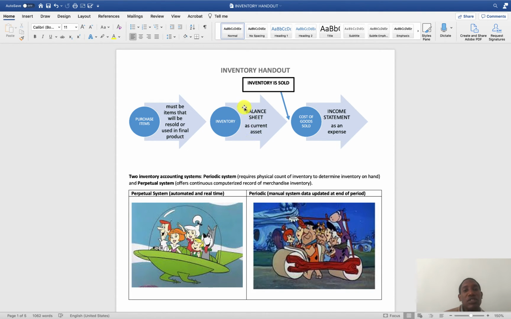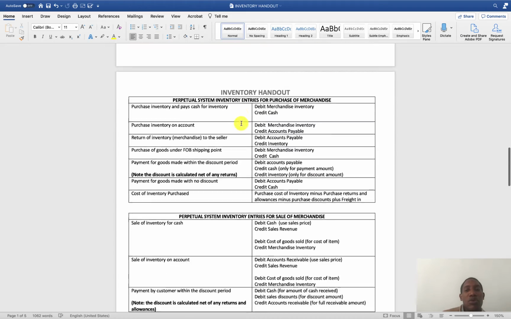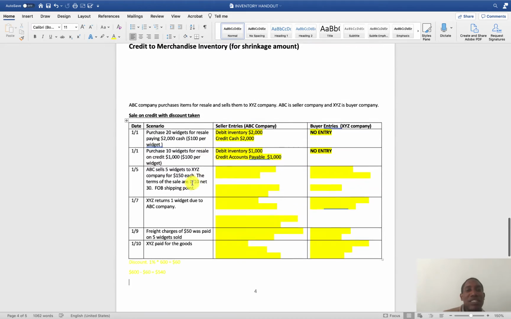So right now the items are sitting in inventory, it goes to cost of goods sold, and this has to be at cost. The same cost you used in inventory is the same cost number that you need to use in cost of goods sold, okay? Inventory and cost of goods sold is always at cost. Now remember, cost is not the same thing as selling price. It cost ABC $100 per widget for these items, right? Well, it's going to sell these for $150. So the selling price and the cost are two different things, and you have to keep them separate, okay?